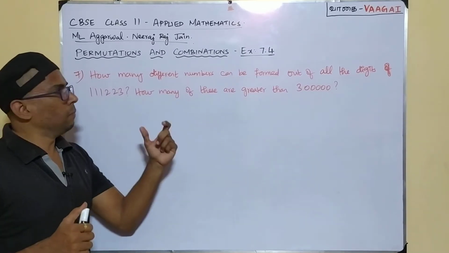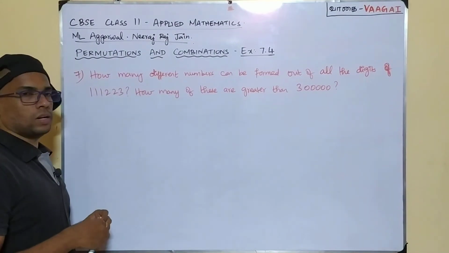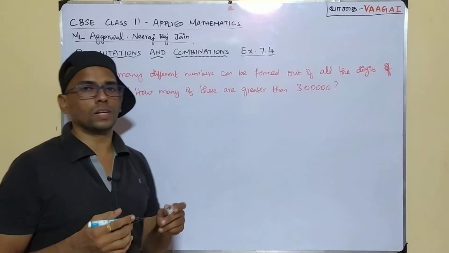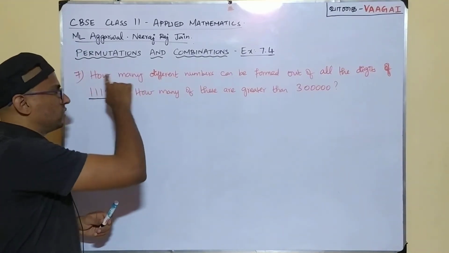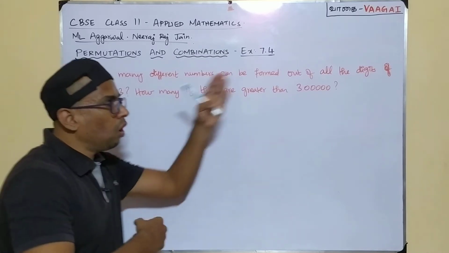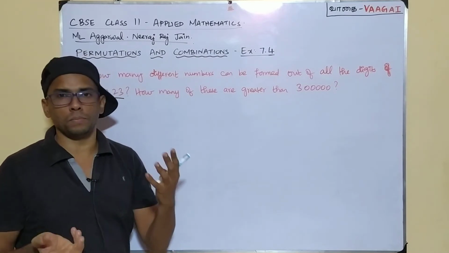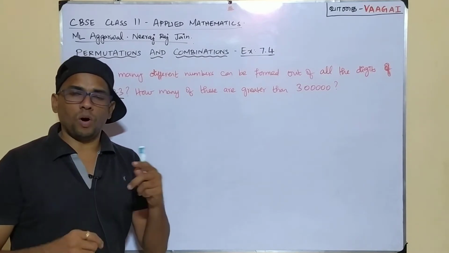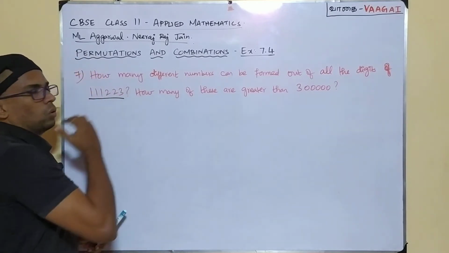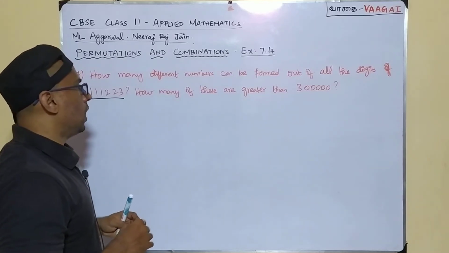How many different numbers can be formed out of all the digits of the number 1 1 1 2 2 3? So that is using the digits of this number 1 1 1 2 2 3. I mean, we have to use all the digits and we have to form new, different numbers. In that way, if we try to form new numbers, how many numbers can we form? This is going to be the question. So this question has got another part also. Okay, there are actually 2 parts here.